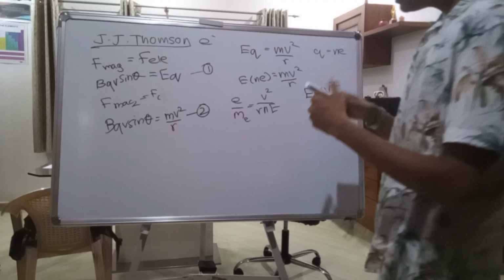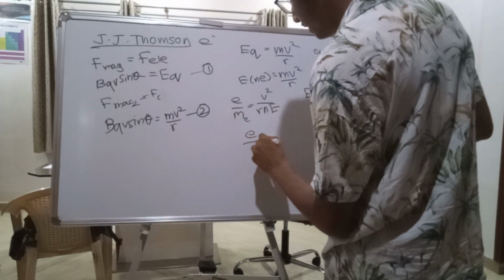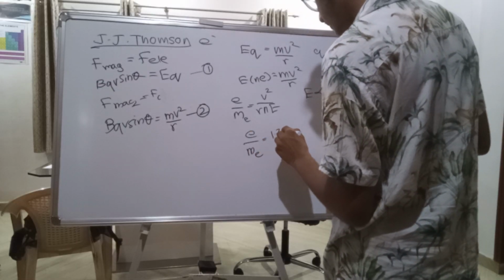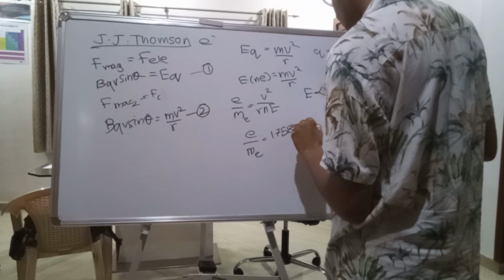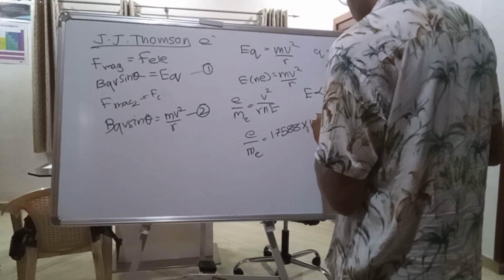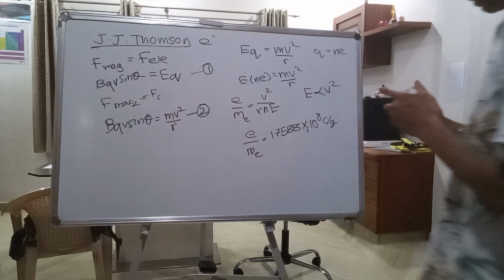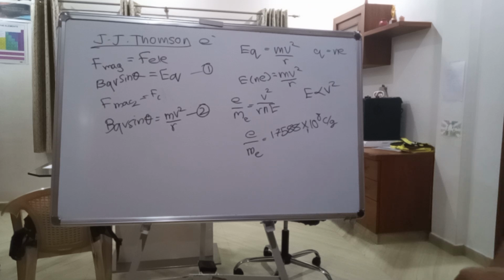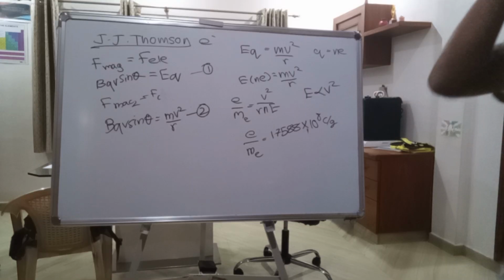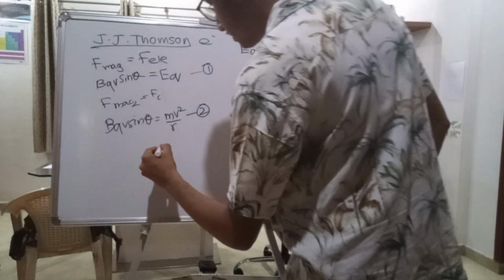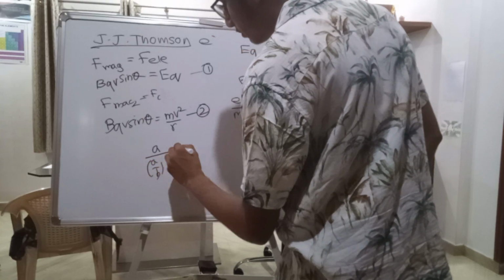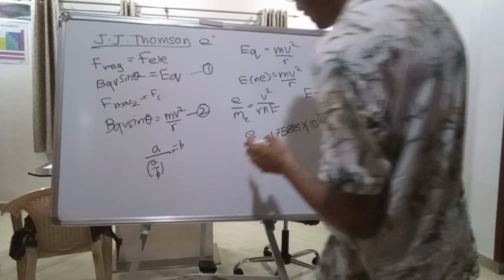That is nothing but the e by m value is always coming the same for whatever electric field I am keeping. That experimental solution we are getting as e by me is equal to 1.7588 into 10 power 8 coulombs per gram. So this is the e by m value that was obtained by J.J. Thomson. Now what magic occurred in his head was, you know, in mathematics, A divided by A by B is equal to B. Am I right? Similarly, he used the same logic.